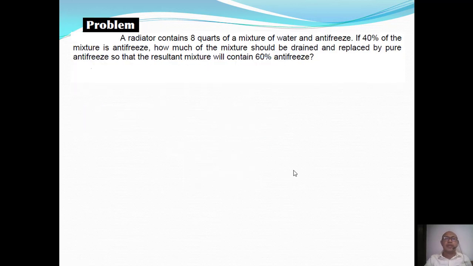Next problem we have here. A radiator contains 8 quarts of a mixture of water and antifreeze. If 40% of the mixture is antifreeze, how much of the mixture should be drained and replaced by pure antifreeze so that the resulting mixture will contain 60% antifreeze?